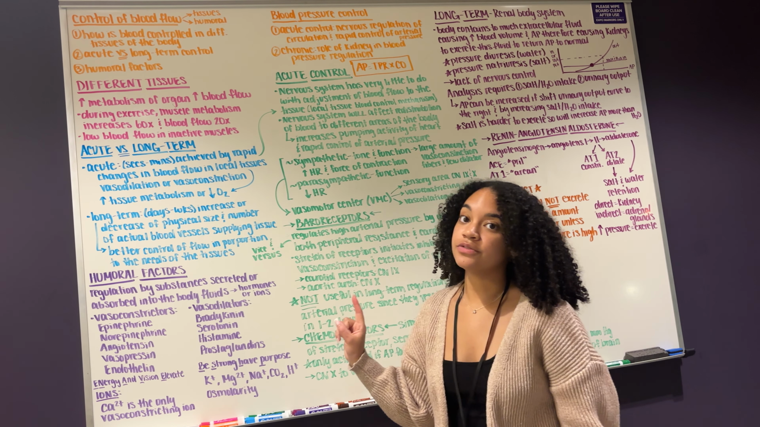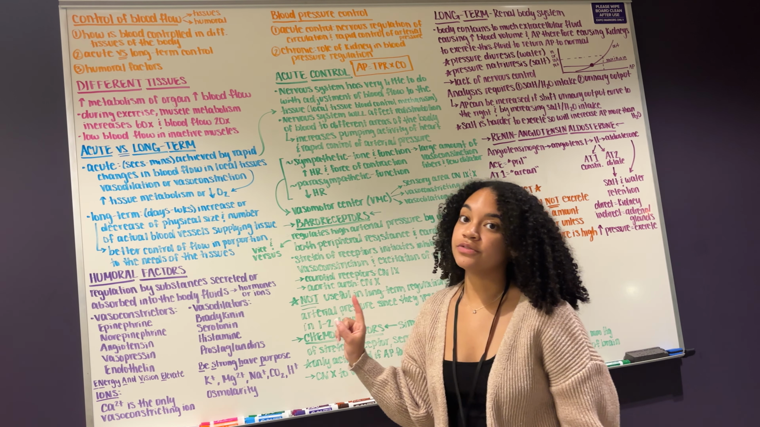So for muscles, and specifically our active muscles during exercise, we are going to be able to increase metabolism by 60-fold and therefore increase our blood flow by 20 times. And then obviously, if we have increased metabolism, you have an increased flow. That means that if you have inactive muscles with low metabolism, you're going to have low blood flow in those muscles. Now we're going to go into that idea of acute versus long-term blood flow control.